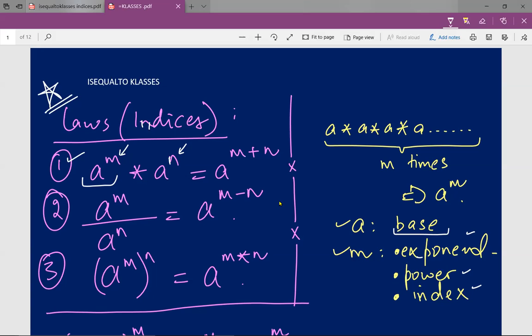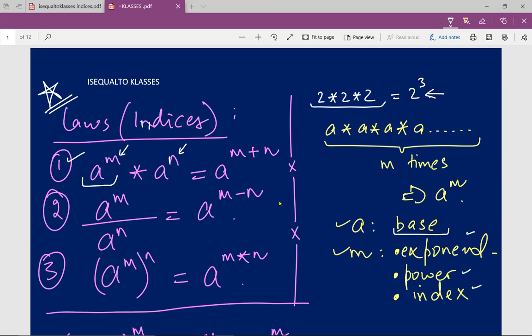So for example, let us take a very simple example. I have multiplied 2 into 2 into 2. I have multiplied 2 3 times. I can write this as 2 raised to power 3. So 2 will be called the base and 3 would be called the exponent or the power or the index, whatever you prefer. So the first law says that 2 raised to power 3 into 2 raised to power 5 is equal to 2 raised to power 3 plus 5.